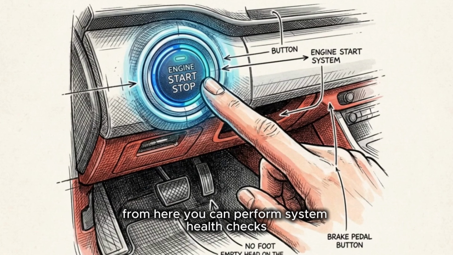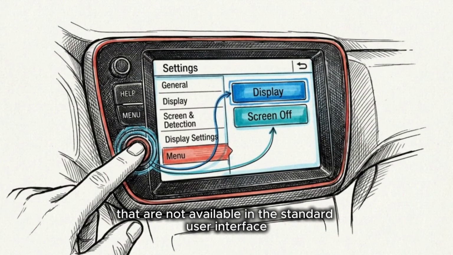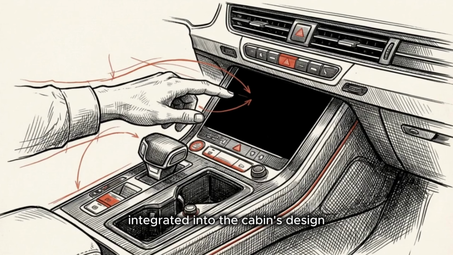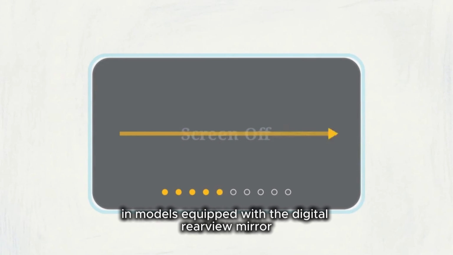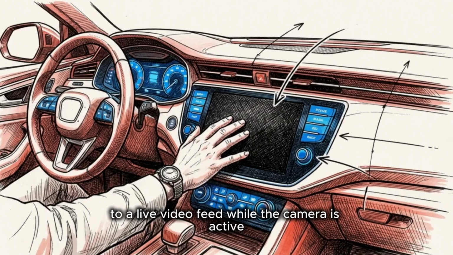From here, you can perform system health checks and view error logs that are not available in the standard user interface. Beyond the software, there are also hardware adjustments integrated into the cabin's design. In models equipped with the digital rear-view mirror, flipping the tab at the bottom switches the glass from a standard reflection to a live video feed.